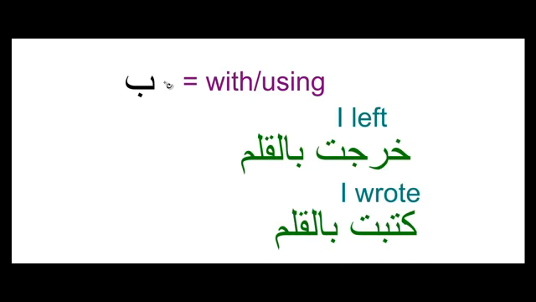Now the second one is bi, and bi means with or using. For example, we have kharajtu, which is a verb. Kharajtu, I left, bil qalami. Again, kasra because of the ba. Only 1 kasra because qalam has alif lam. Next we have katabtu bil qalami. I wrote. Katabtu means I wrote. I wrote bil qalam, using the pen. I wrote using the pen. Bil qalami. Katabtu bil qalami.